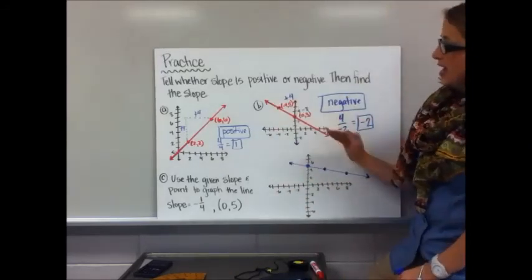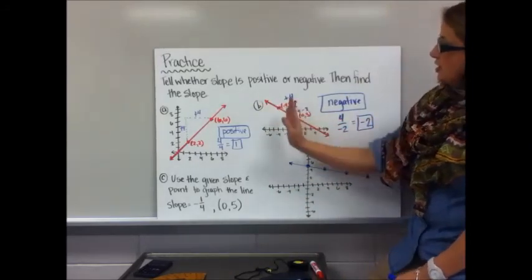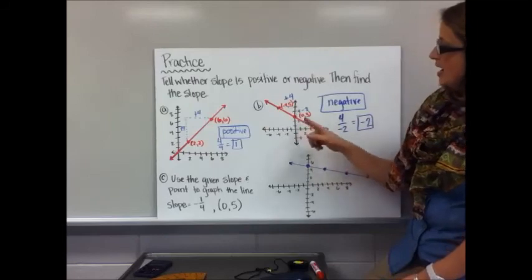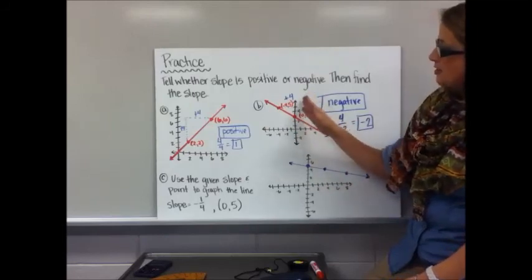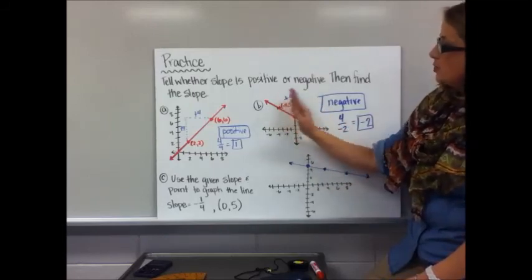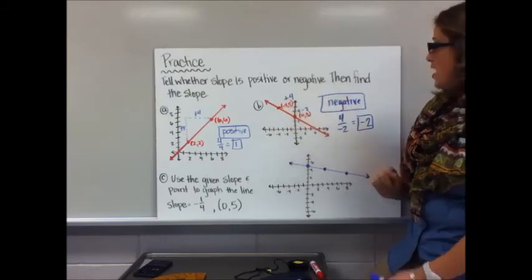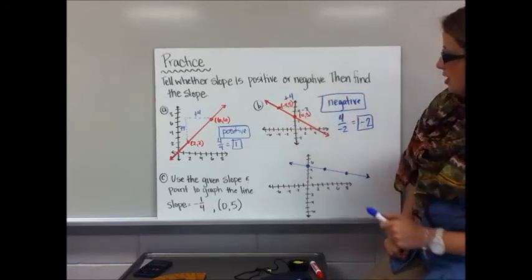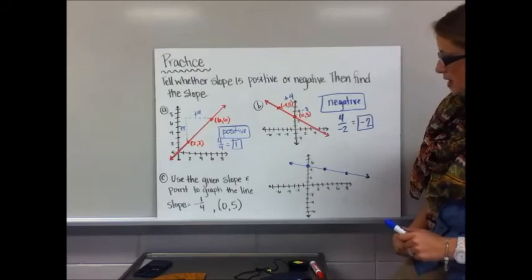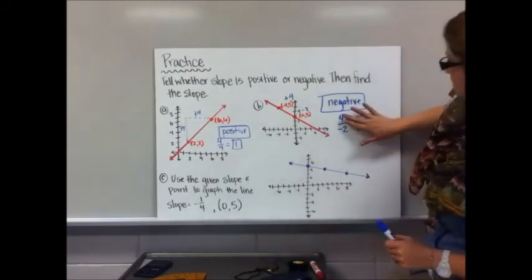On practice B, I knew it was negative because it is falling, it is going down. It has a rise of negative 2 because it's going down 2, and it has a run of positive 4 because it's going to the right 4. So positive, oh, I did that backwards, didn't I? Oh me, I have a mess. I need to swap that.